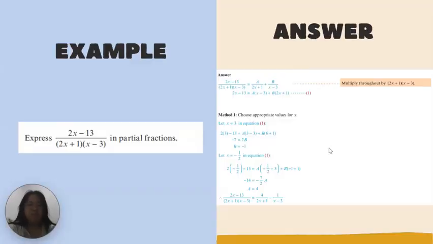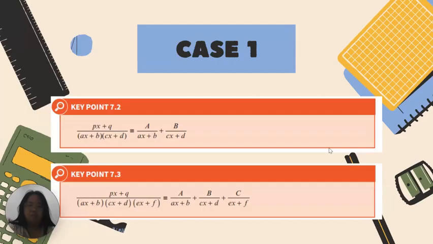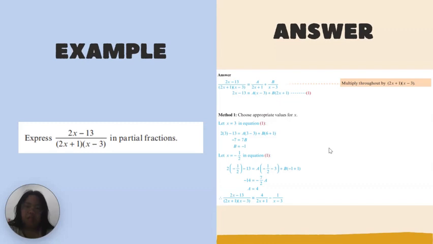So the first example: express (2x − 13) divided by (2x + 1)(x − 3). Just like in the previous case, as you can see, we just split the denominator into two fractions. So here we got one fraction with denominator 2x + 1 and another fraction with denominator x − 3.